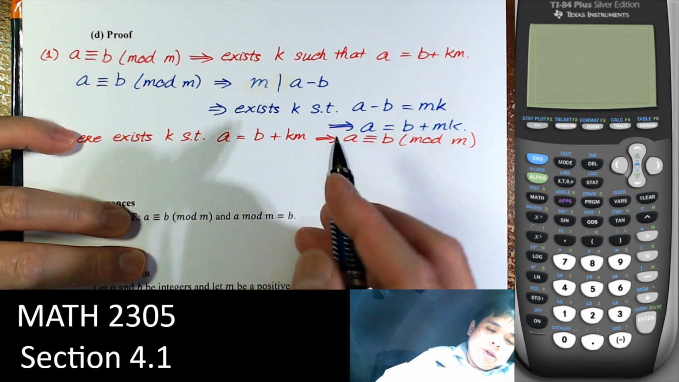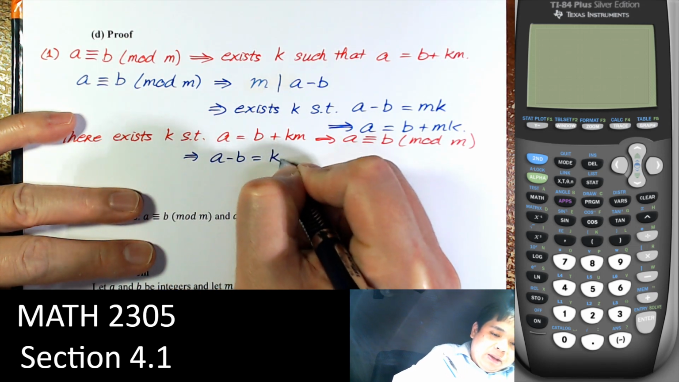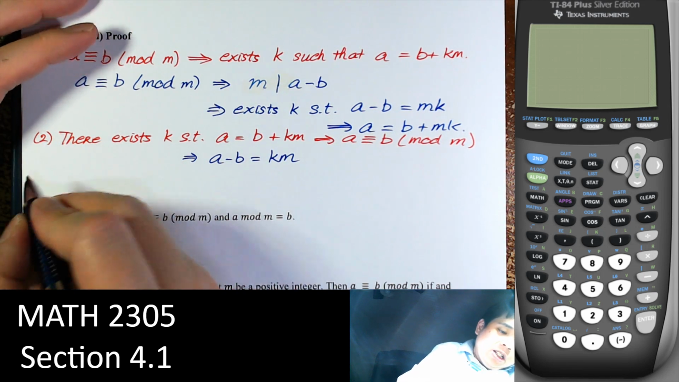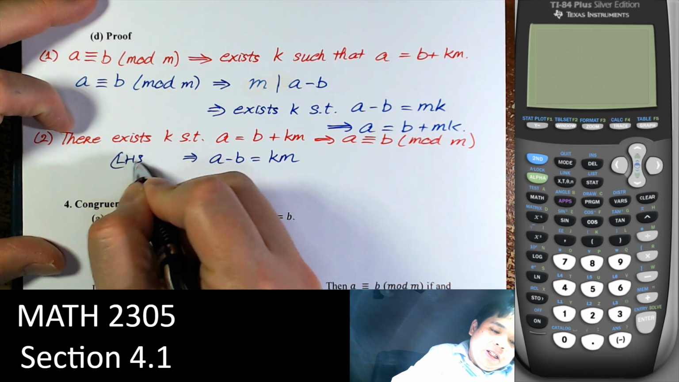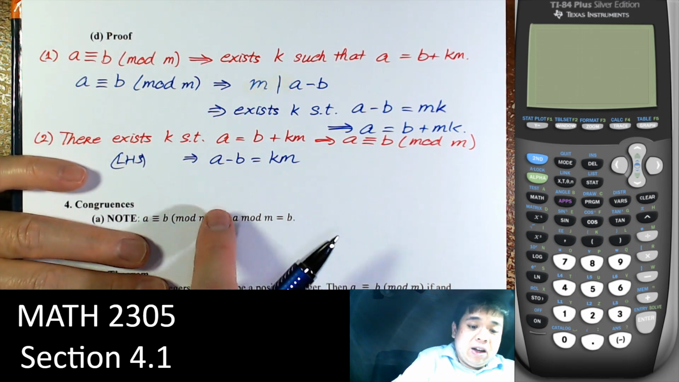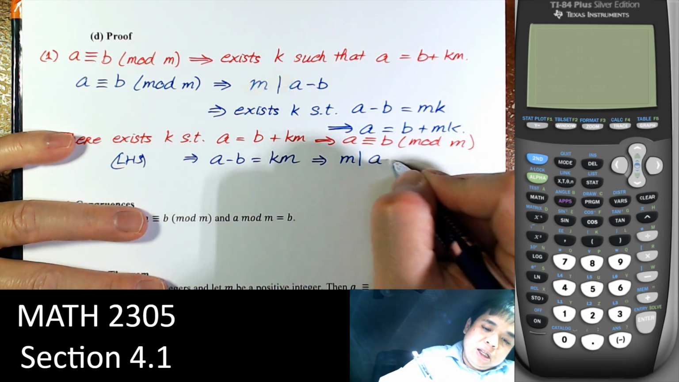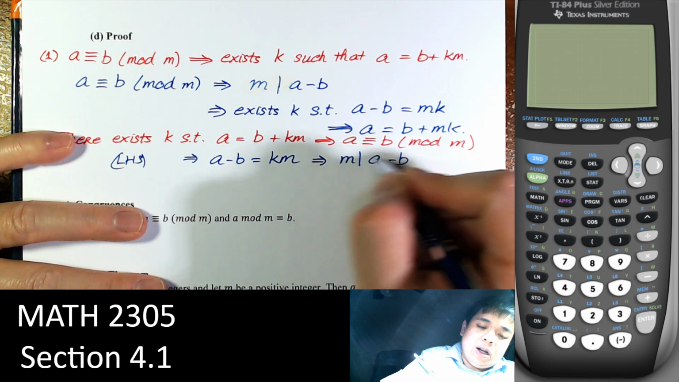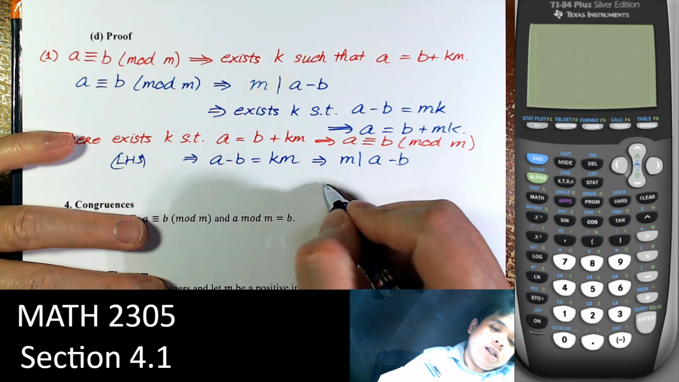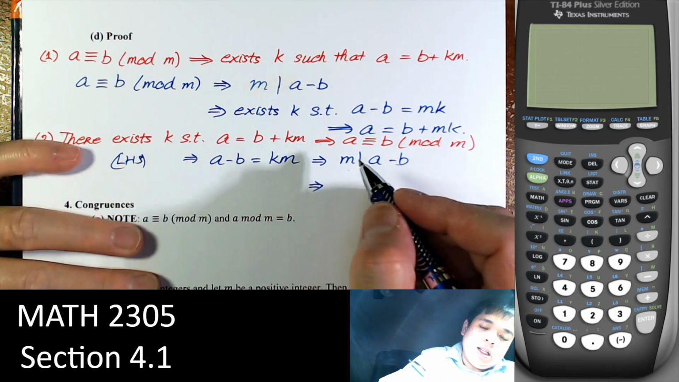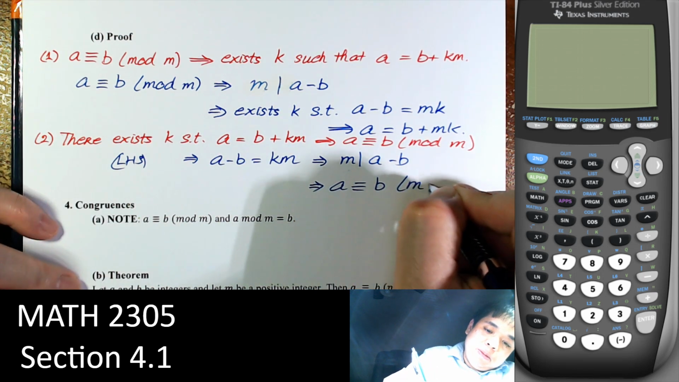Now if a is equal to b plus km, we can say that a minus b is equal to km. If it is the case, that means m divides a minus b, because a minus b is a multiple of m, so we write it like that. So by definition, a is congruent to b mod m.